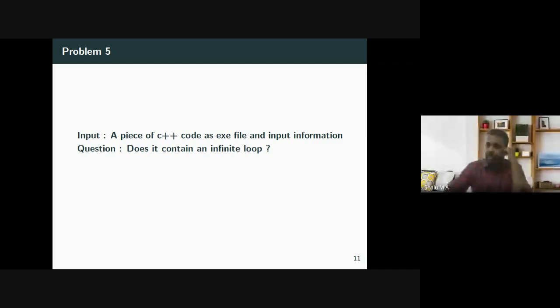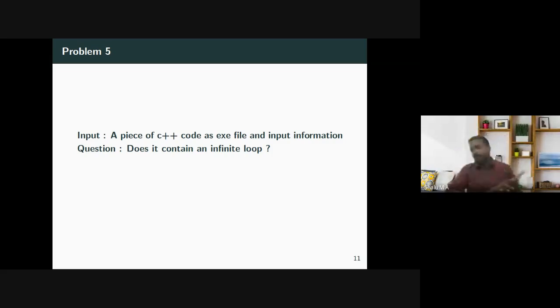So the idea is simple. What I do is, I have a C++ code which I cannot read, but I can give input to it because I know the input information. So I give the input and wait for the output. I run the C++ code and I wait for the output.